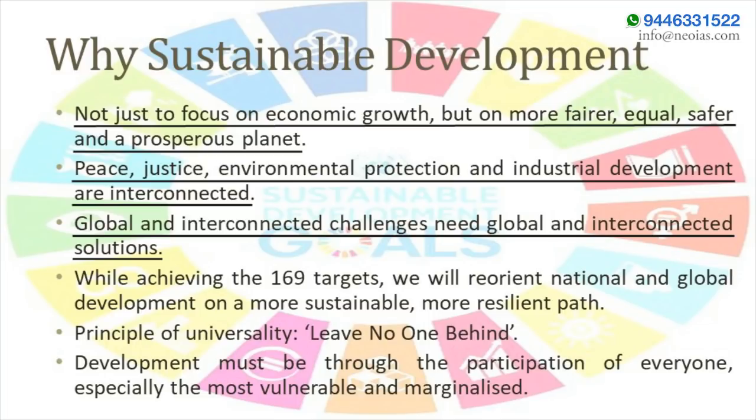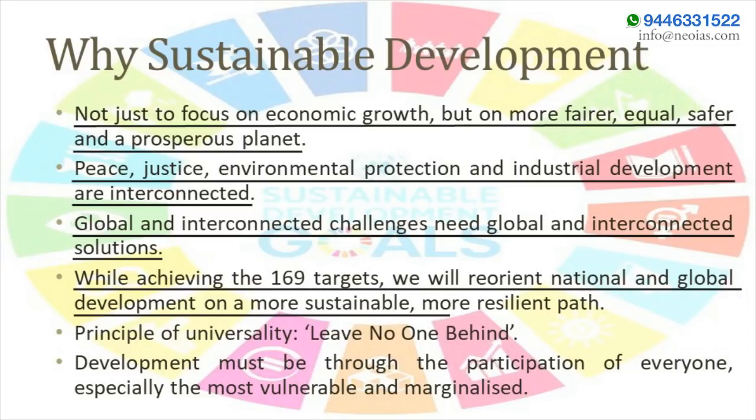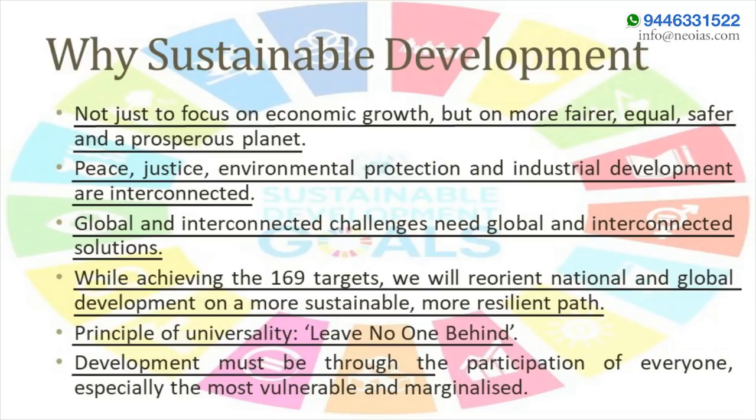As we make progress towards achieving the 169 targets, we will realign the national and global development on a more sustainable, more resilient path. The core of this global agenda for 2030 is the principle of universality, that is, leave no one behind. This means that development in all its dimensions must be inclusive of all people everywhere in the world and should be built through the participation of everyone, especially the most vulnerable and marginalized.